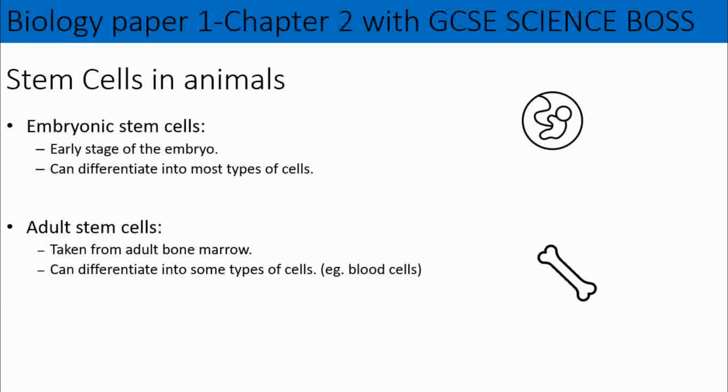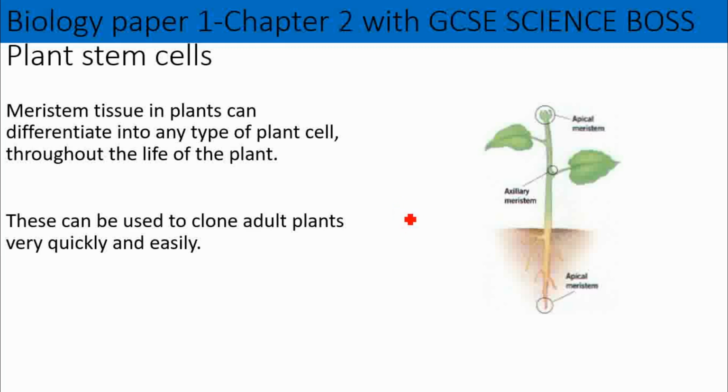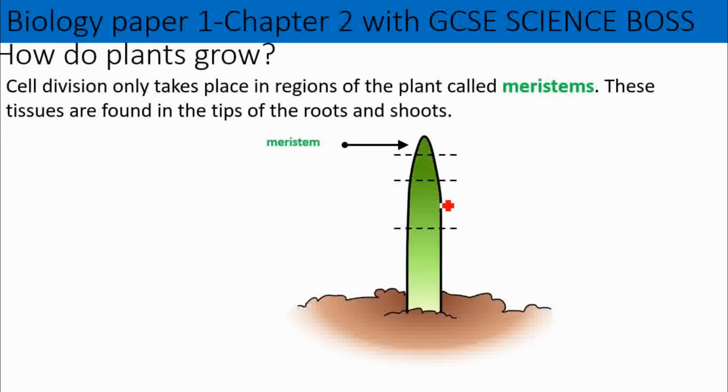Okay, now it's important that you realize that stem cells are not only found in animals. Stem cells are also found in plants, and they're taken from a special region which is called the meristematic region, your meristem. Meristems are normally found at the tips. And these cells can differentiate into any type of plant cell throughout the life of that plant. They're used to produce clones. This is why if you cut certain areas and plant them, it can make a clone of that plant.